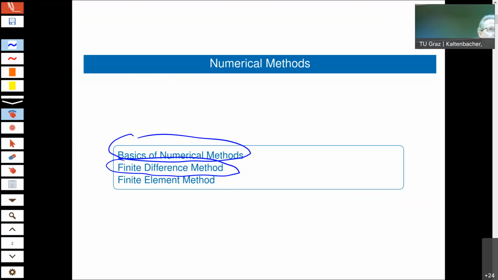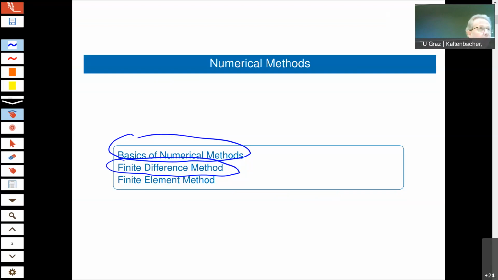So it is a method which is straightforward, not as complicated, and has quite some restrictions, but if you have simple geometries, it can be very fast and is very often used, especially in electromagnetic wave propagation.